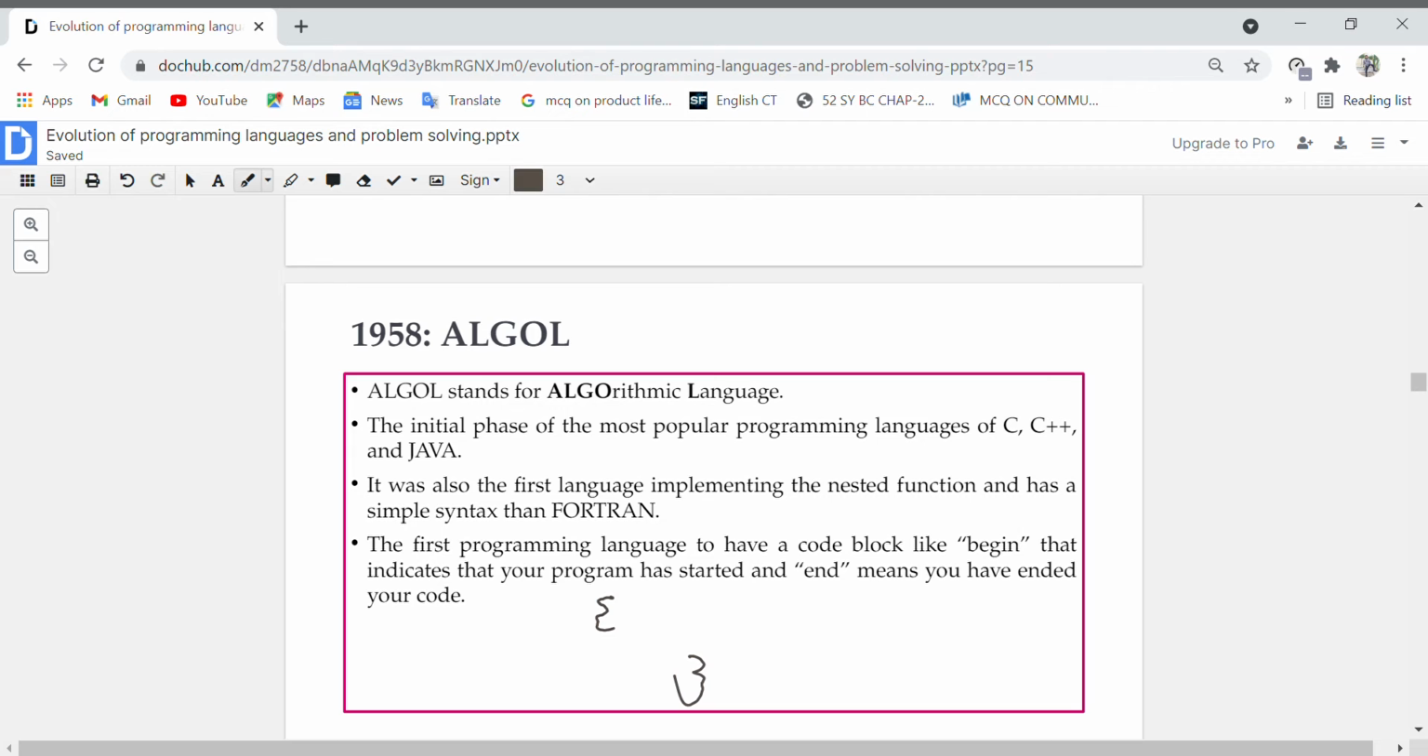First, you need to know the full form, that is algorithmic language, and it was the initial phase of Java, C, C++. Then it was the first program for implementing nested functions, and it has easier or simpler syntax than Fortran. Then it was the first program to use code blocks, that is begin and end.